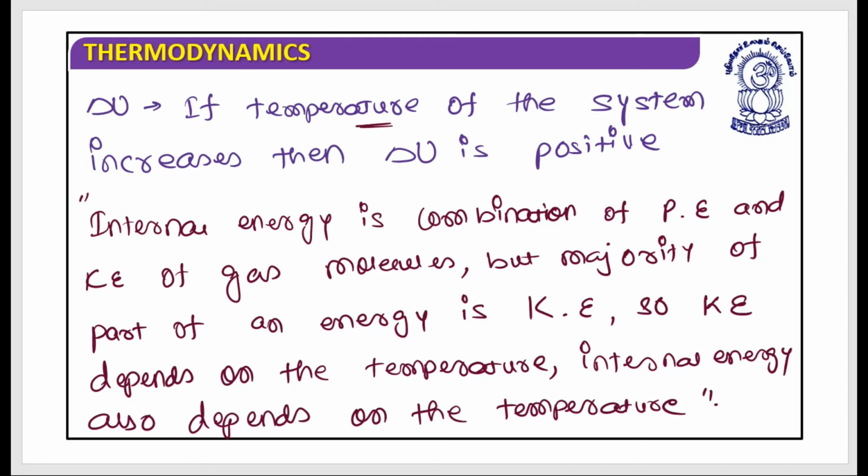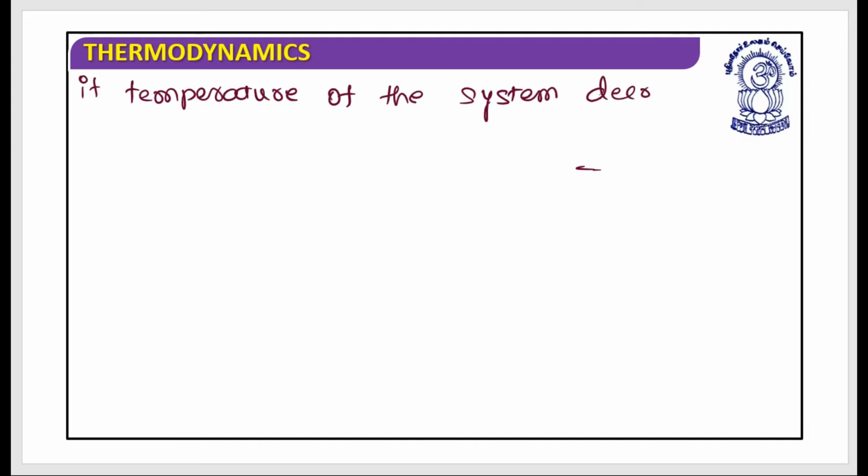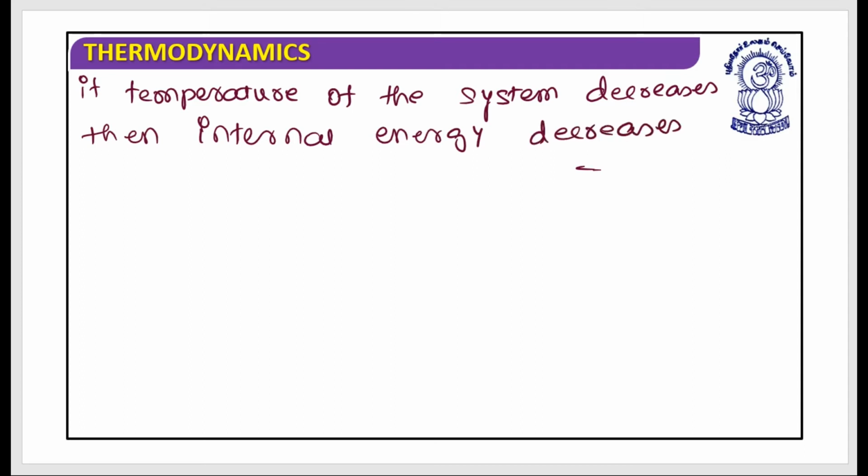So if the temperature of the system increases, then delta U is positive, and if the temperature of the system decreases, then internal energy decreases. Have you got this? Are you sure? Great.